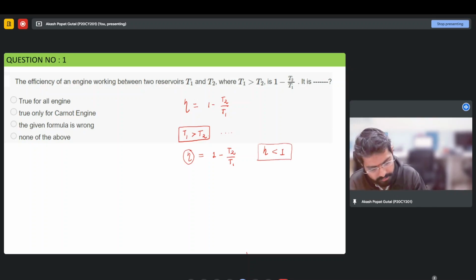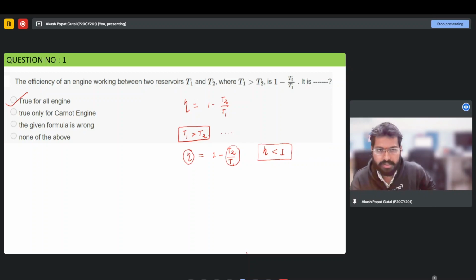Because this value is coming less than 1, as T2 is less than T1, that's why eta will be less than 1, which is true for all engines. So your answer must be that the statement is true for all engines. Nothing wrong with it.